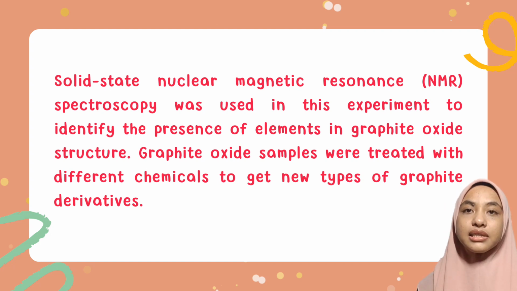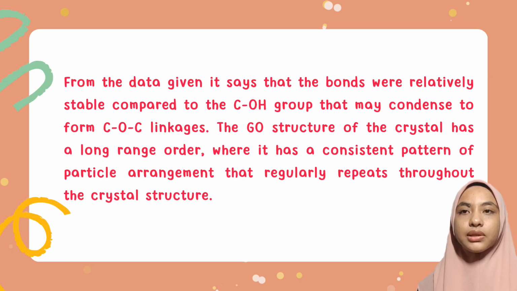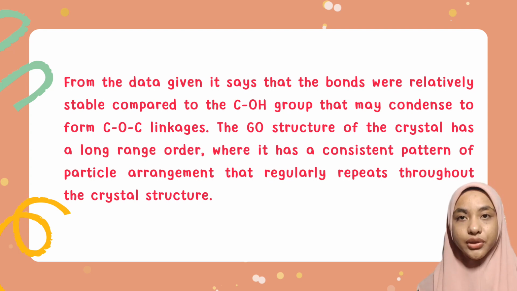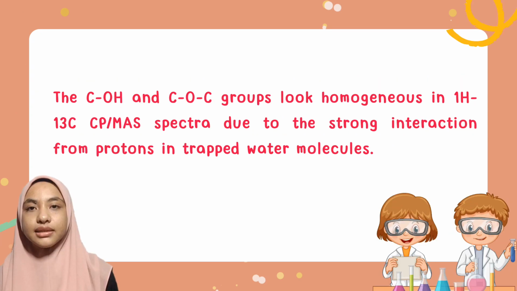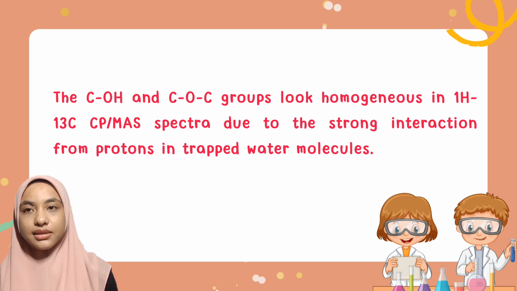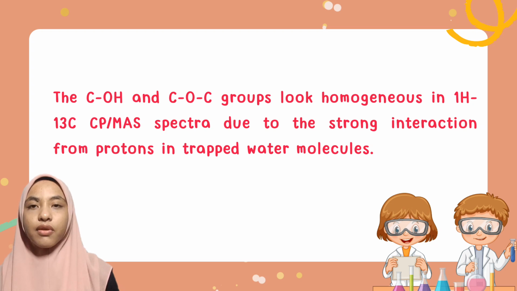From the data given, the bonds were relatively stable compared to the alcohol group, which may condense to form an ether linkage. The graphite oxide crystal structure has a long-range order, with a consistent pattern of particle arrangement that regularly repeats throughout the crystal structure. The alcohol and ether groups look homogeneous in the proton and carbon-13 spectra due to the strong interaction from protons in trapped water molecules.